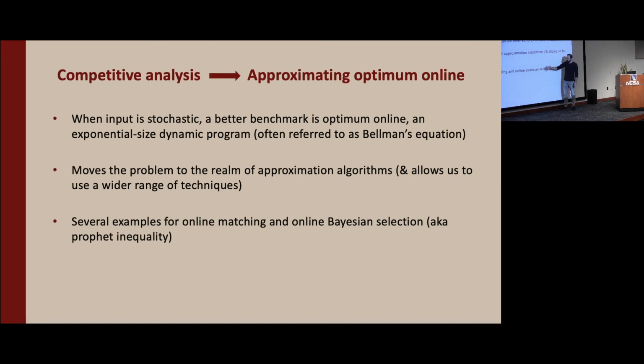I have worked on a bunch of examples, from online matching to online Bayesian selection. It's actually nice that you can write new linear programming relaxations that have additional constraints that correspond to the performance of optimum online. In some cases, we can write linear programming hierarchies that capture the performance of optimum online, to get closer and closer to it. As a result, we can get polynomial time approximation schemes as opposed to constant factor or worse competitive algorithms.